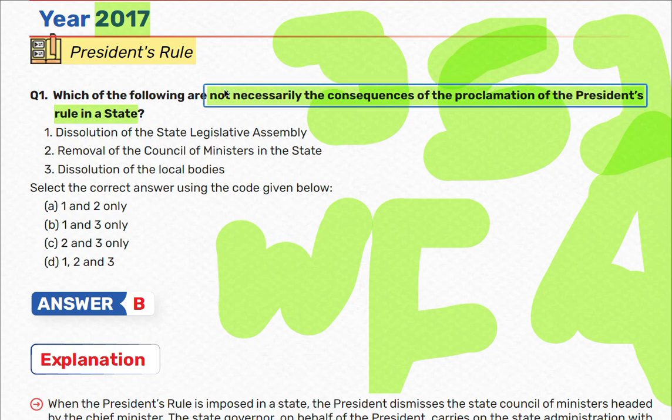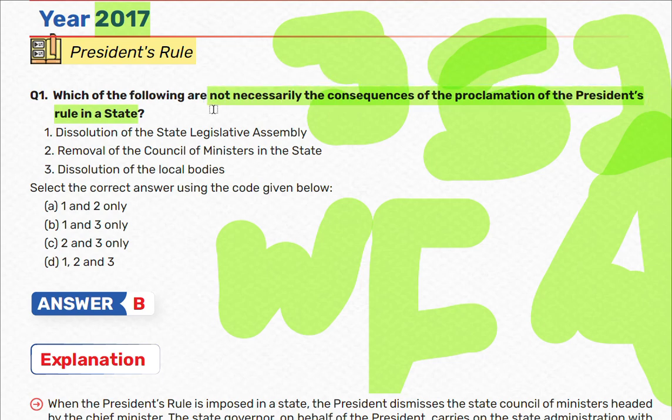Now you have to remember the consequences, and they are asking not necessarily the consequences of the proclamation of the President's rule in a state. You must be remembering that recently the revocation of the President's rule in the state of Manipur has been done. I think for 2 years there was President's rule in Manipur. The options are dissolution of state legislative assemblies, removal of the council of ministers in the state, and dissolution of local bodies. Let us see one by one.